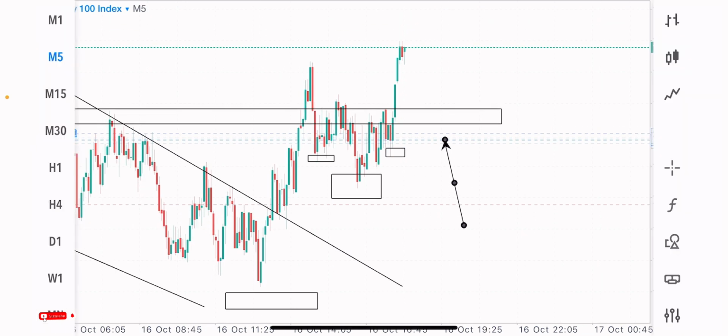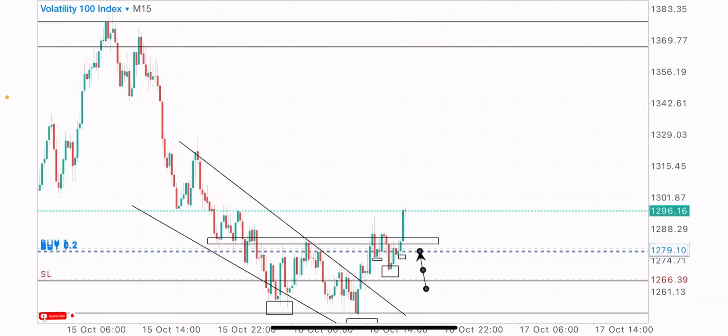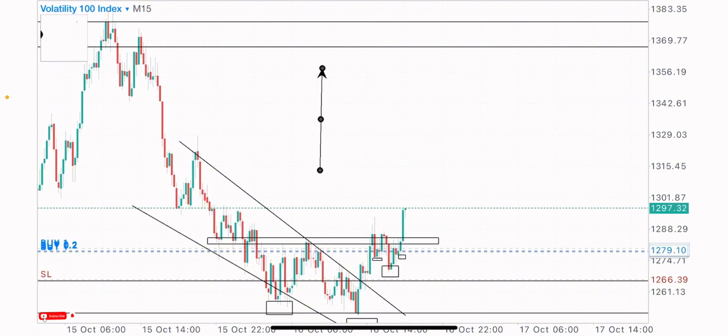I'll be taking partials on this trade. I'll be closing some positions and I'm moving my stop loss above my entry to stay safe in the trade while I hold this trade to run up to this target level. I'll be setting my TP level at this point.